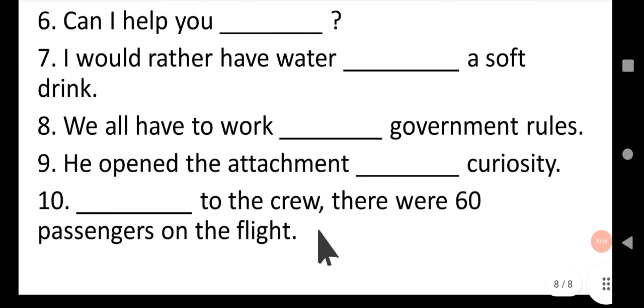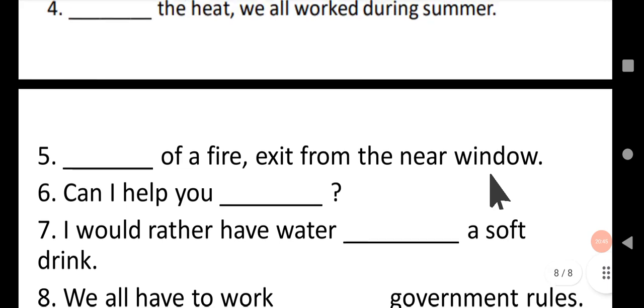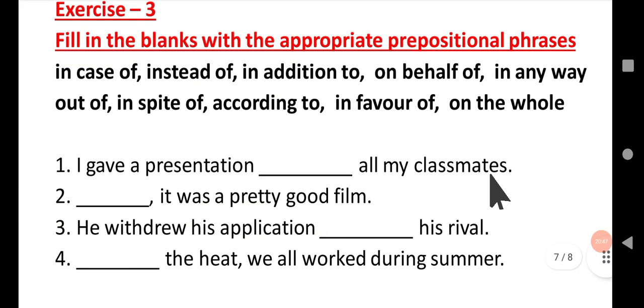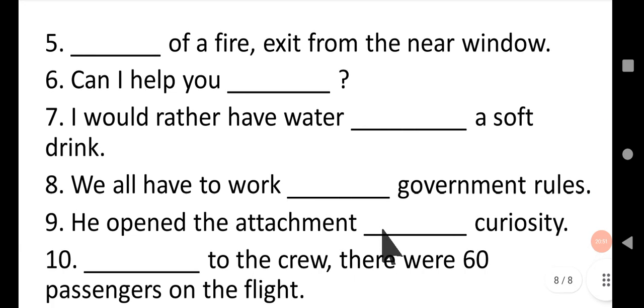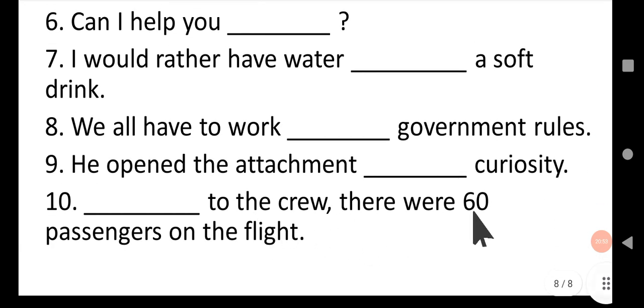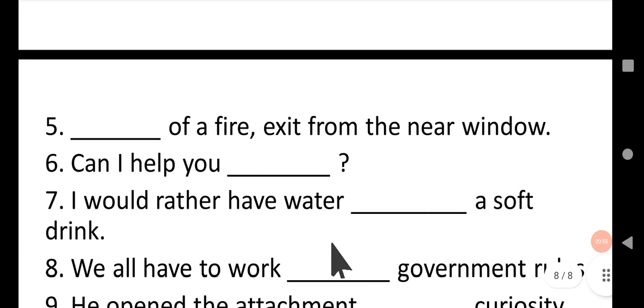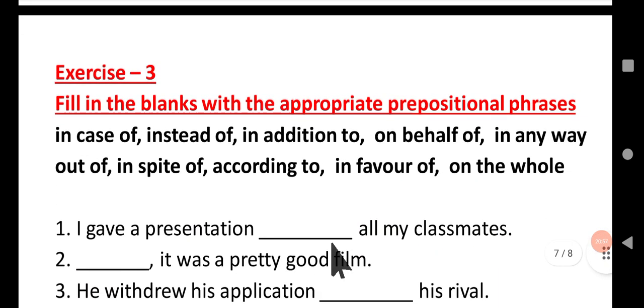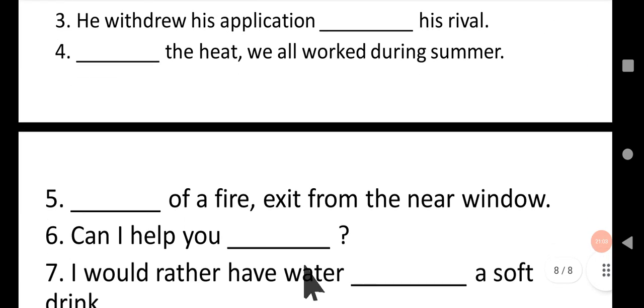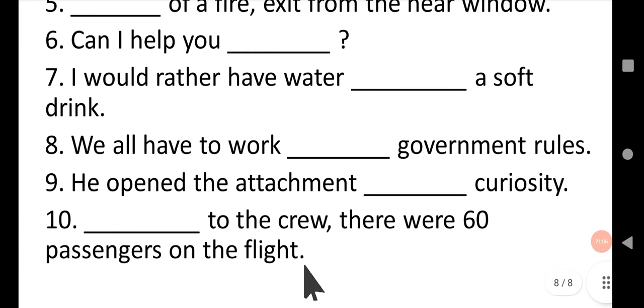Next one, he opened the attachment out of curiosity, right? Out of curiosity. Next one, dash to the crew, there were 60 passengers on the flight. Okay. In addition to the crew. Okay, done. So here there is little bit confusion.